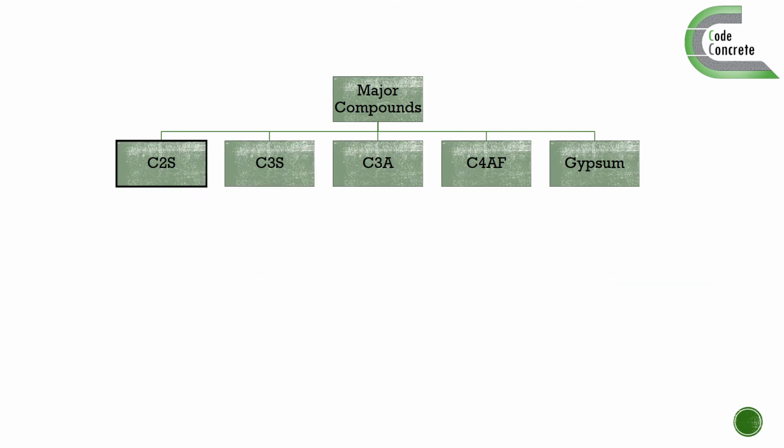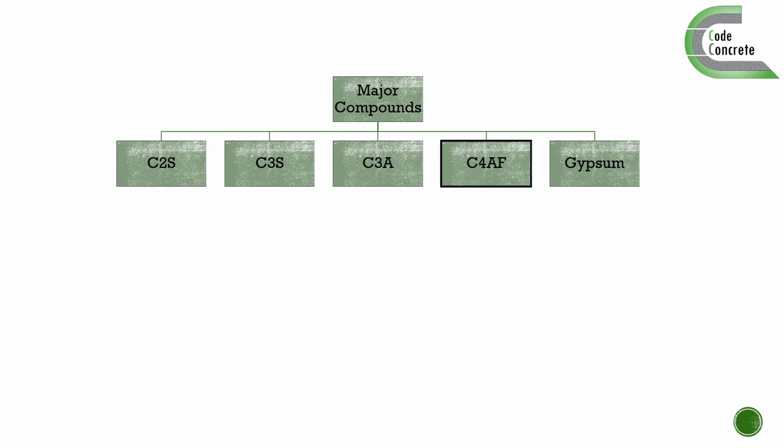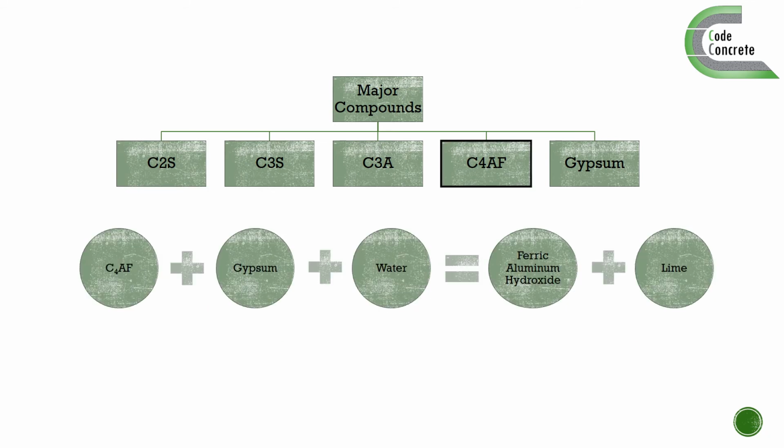Dicalcium silicate. Dicalcium silicate, like tricalcium silicate, reacts to produce calcium silicate hydrate gel, calcium hydroxide, and heat. However, this reaction produces less calcium hydroxide compared to that of tricalcium silicate. In addition, this reaction has a much slower rate, generates less heat, and is considered responsible for the long-term strength. Tetracalcium aluminoferrite. The reaction of tetracalcium aluminoferrite is somewhat similar to, but slower than, that of tricalcium aluminate.